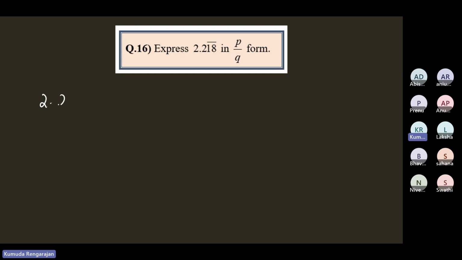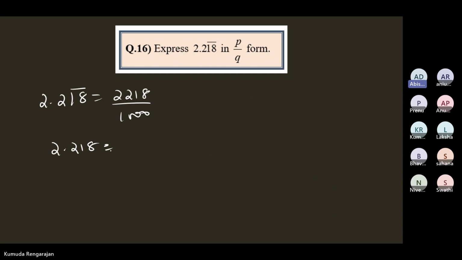If 2.218 recurring, this one is 2218 by 1000. Then what is 2.218, Abhishek? What is the answer for this one? Ma'am, it's 2218 by 1000. Then what's the difference between the two numbers? According to you, both are the same. According to you, 2.218 recurring and 2.218, both are the same.